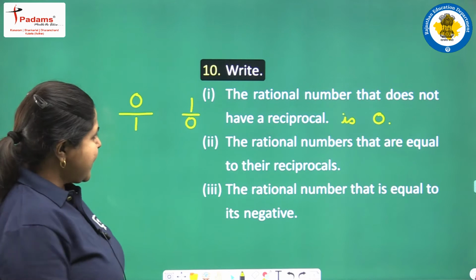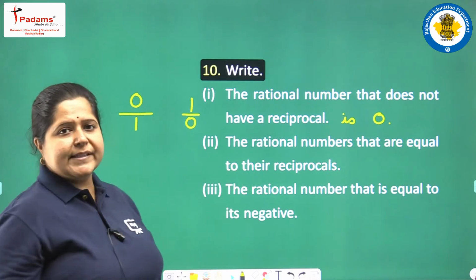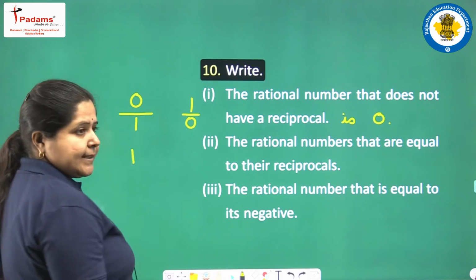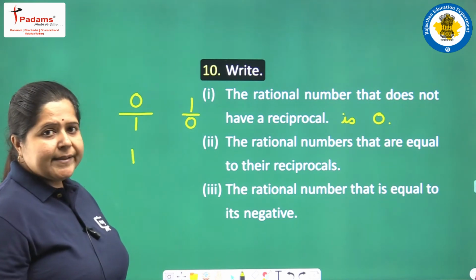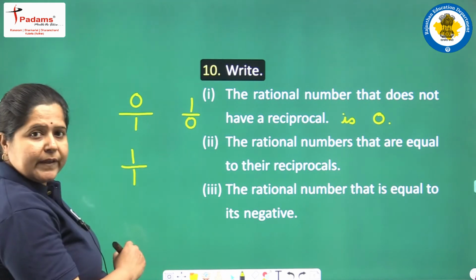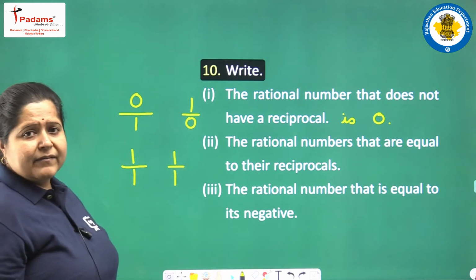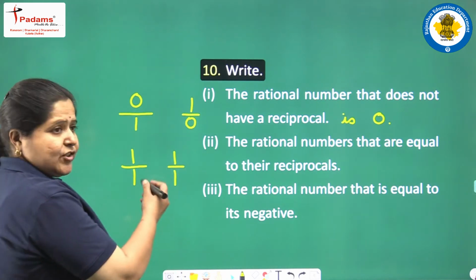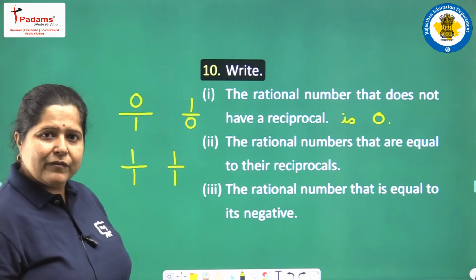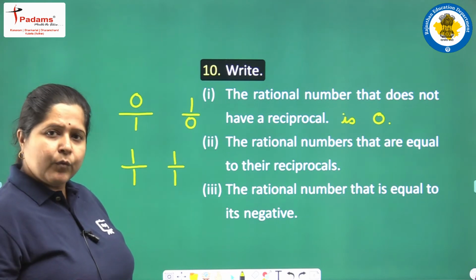Clear? Next is the rational numbers that are equal to their reciprocals. We can take 1. Consider this number 1. What will be its reciprocal? We will write it 1 upon 1. And now if we take the reciprocal, it will be again 1 upon 1. If we exchange the numerator and denominator, again we are getting back 1 upon 1. So 1 is the number whose reciprocal is itself.